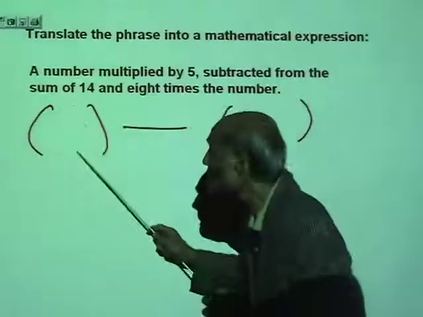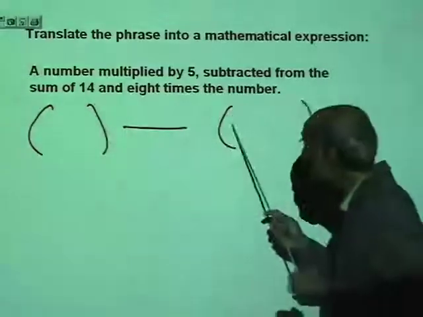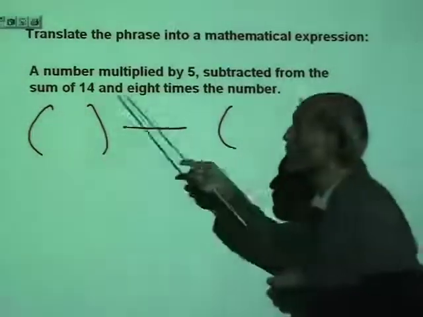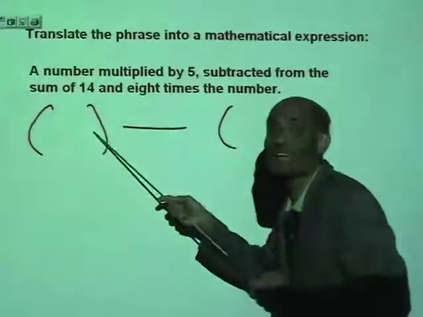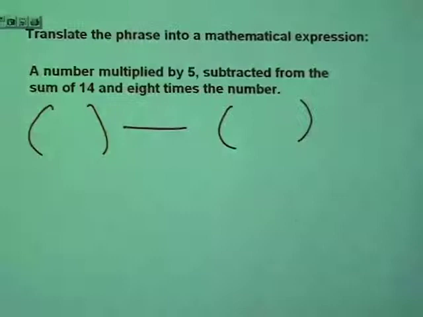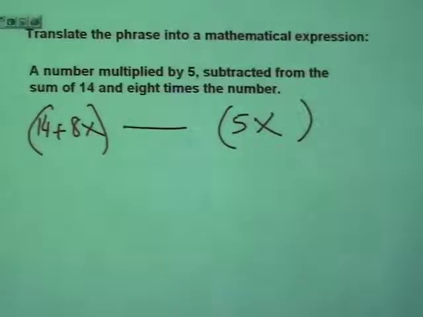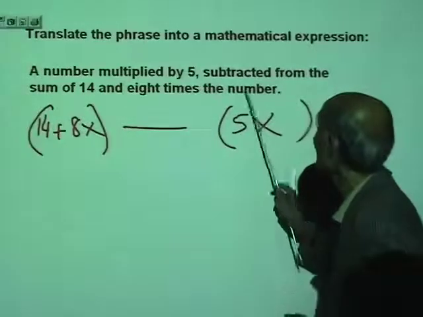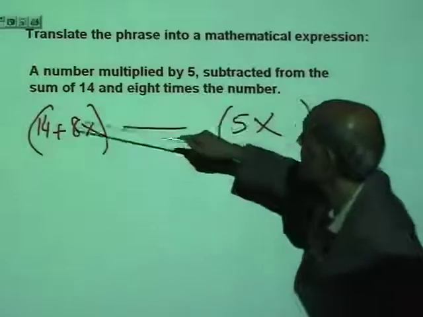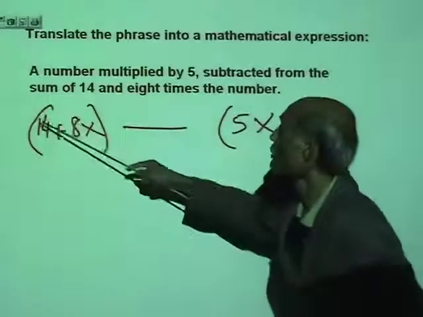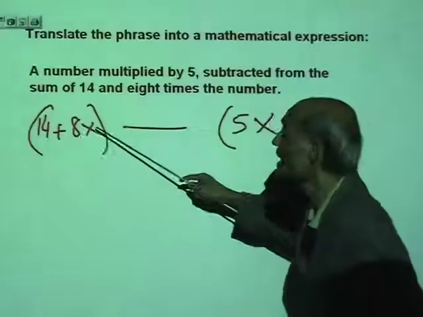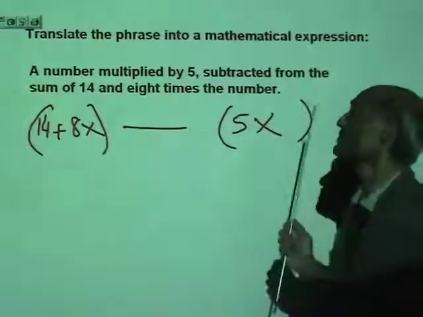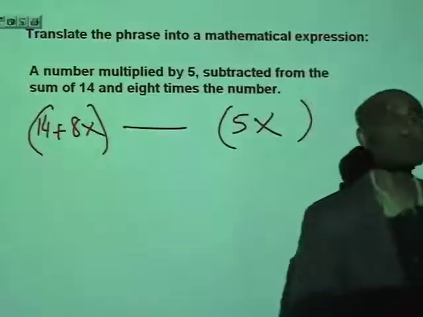And that is what comes here. You are taking away 5x from 14 plus 8x. So it will look like this. There you are. Now, a number multiplied by 5, 5x, is subtracted from the sum of 14 and 8 times the number. This is what we have. Now you need to simplify it.